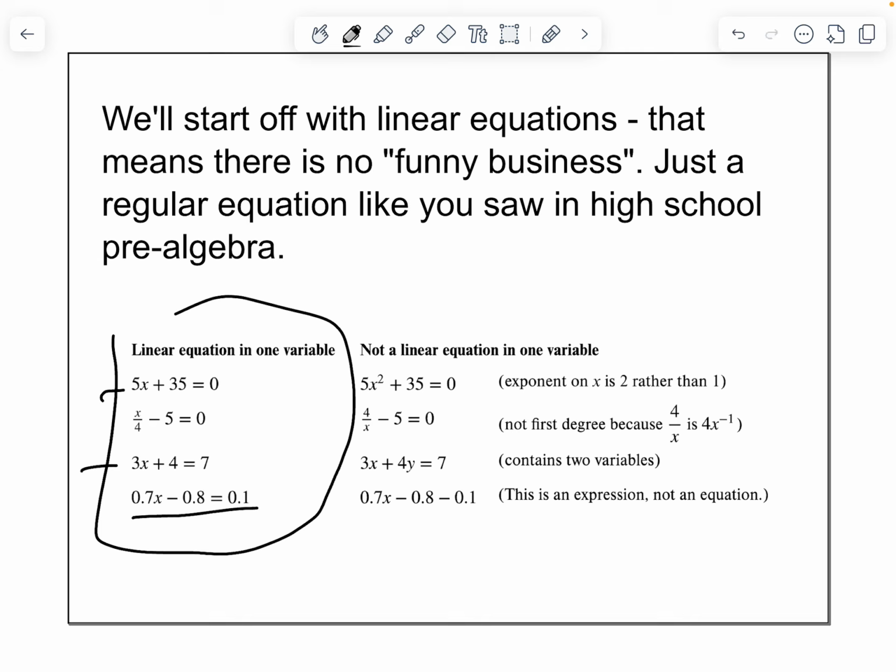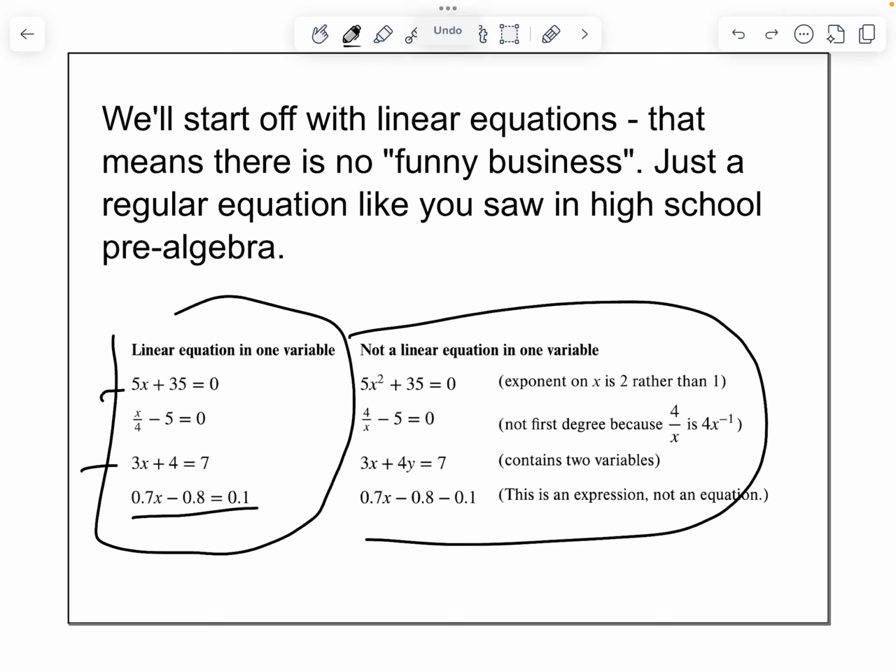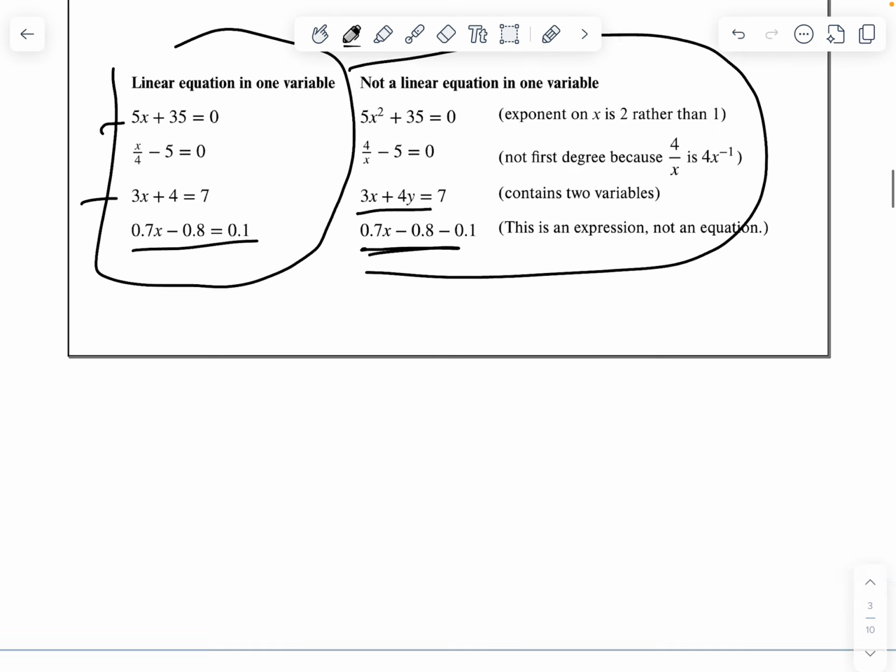In the right-hand column, you see things that are not linear equations in one variable. The first one, for example, is not because it has an exponent. The second one is not because it has that variable in the bottom of the fraction. The third is a linear equation, actually. It's just not a linear equation in one variable. And the fourth one is a special case. It's not even an equation at all. It's just an expression. We saw those last class. So if there's no equal sign, it's not an equation.